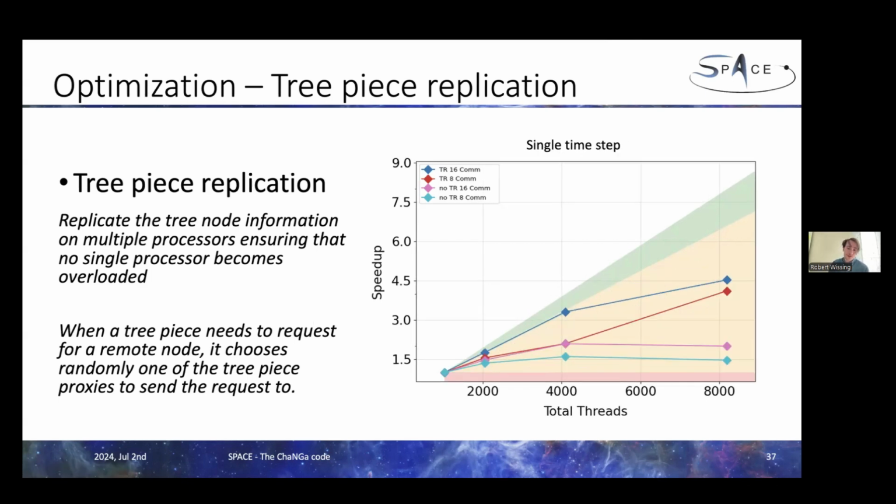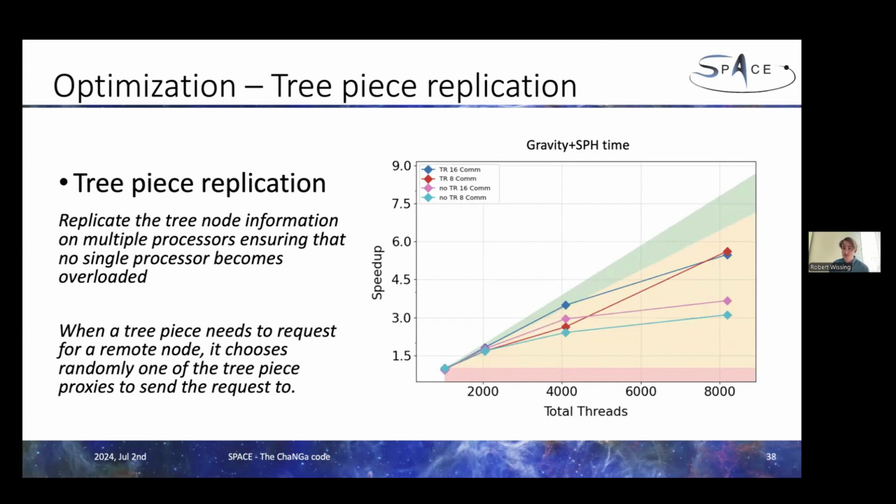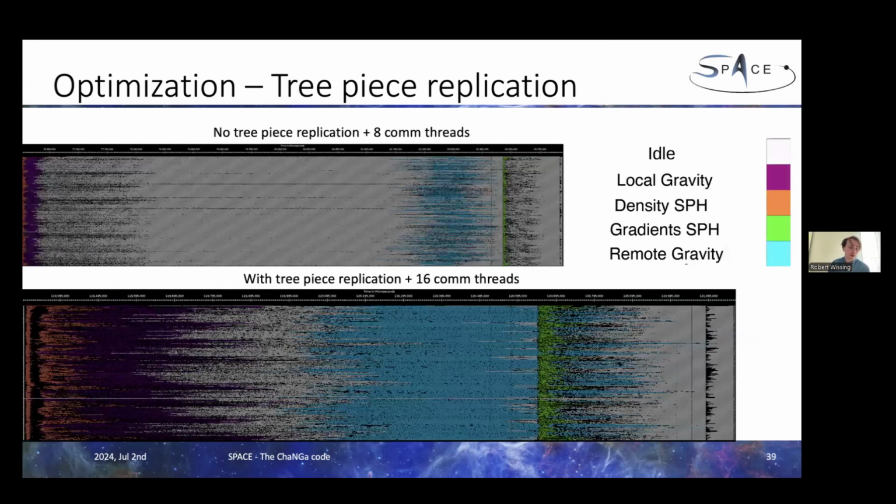And this is the single time step, and this is the gravity and SPH time. As you can see, a very big improvement. Here is also a bit of showing what each of the processors is doing. On the y-axis, you have each of the processors. This is the whole time step. The different colored region is what a processor is doing right now.